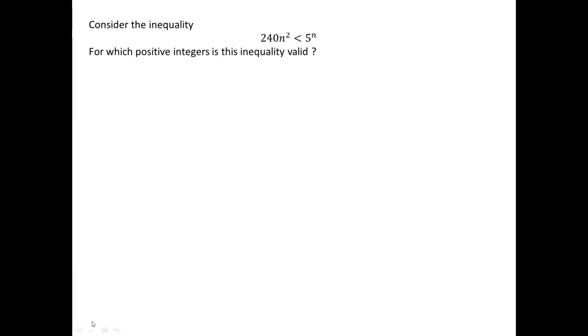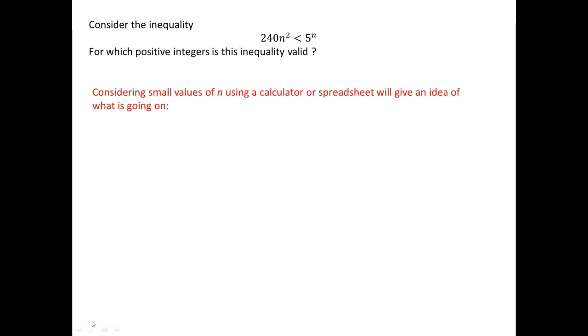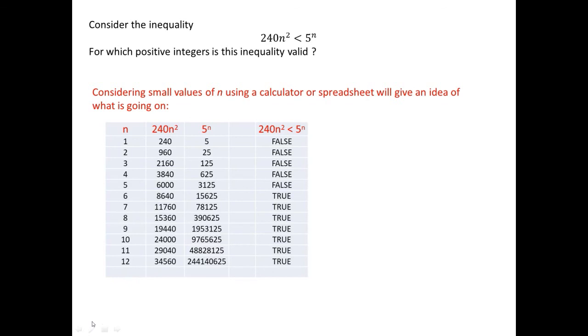Now for our final example, we're going to consider the inequality 240n squared is less than 5 to the power n. And we want to find out for which positive integers this inequality is valid. Well, if we do some trial and error on a calculator or work a little bit more systematically and produce a spreadsheet, we might produce a table of results looking something like this.